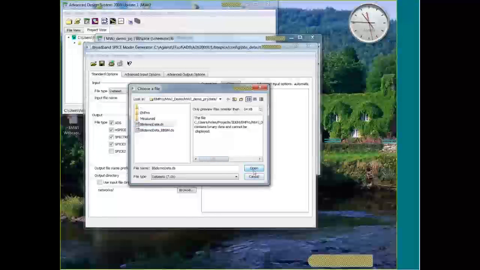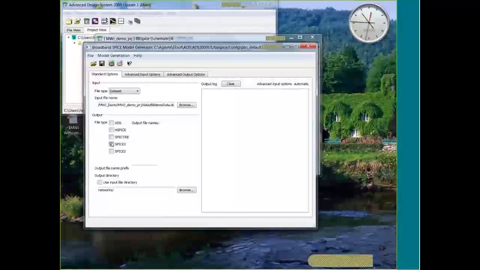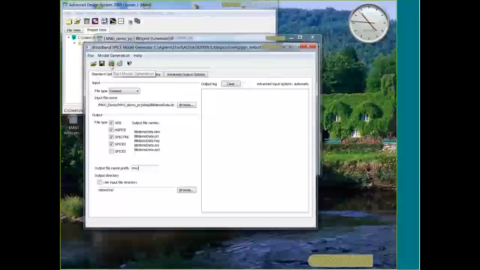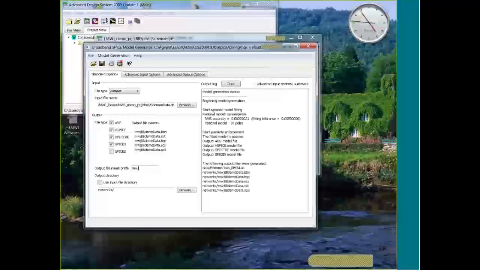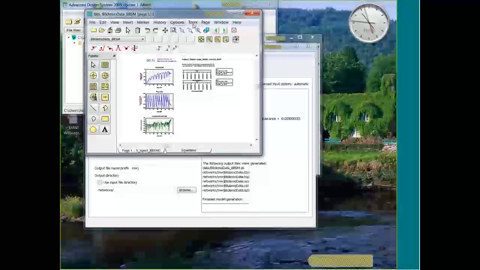Then you will be able to specify what type of netlist you would like to generate. So I'll just go with the ADS, HSPICE, Spectre, SPICE 3 models, and you can put a prefix to this netlist you're going to generate. For example, I'll just put in MWJ, and afterwards you just click this model generation button. Then you start to generate the models, and the model generation is basically finished.